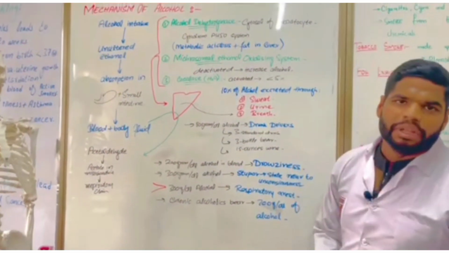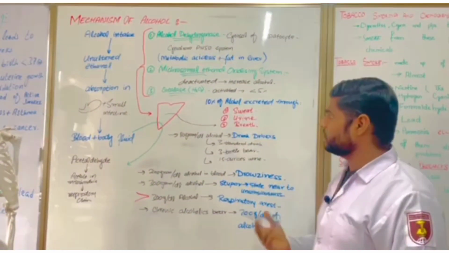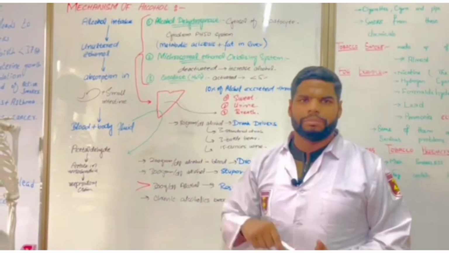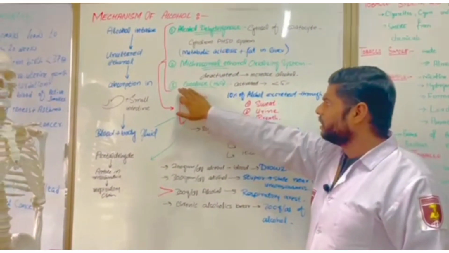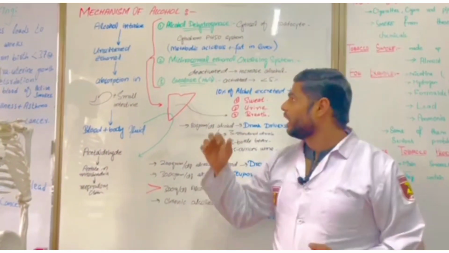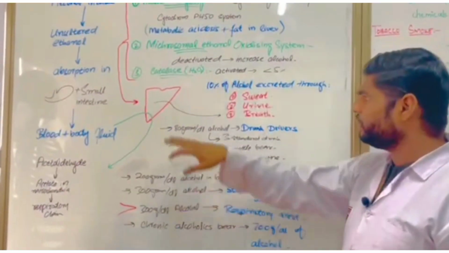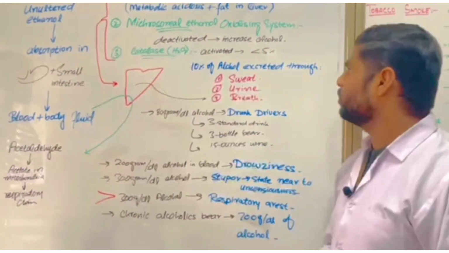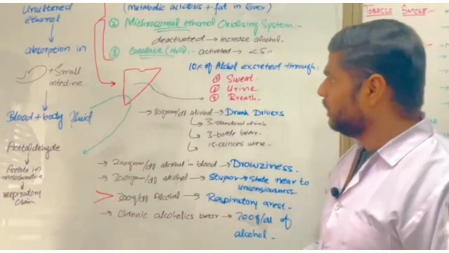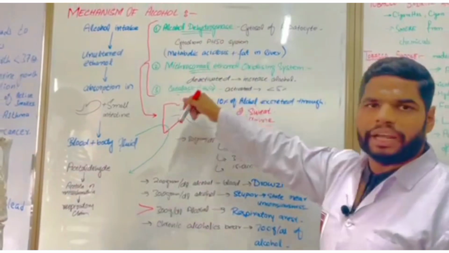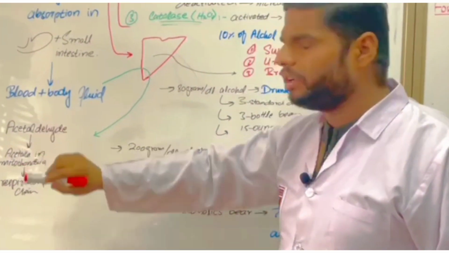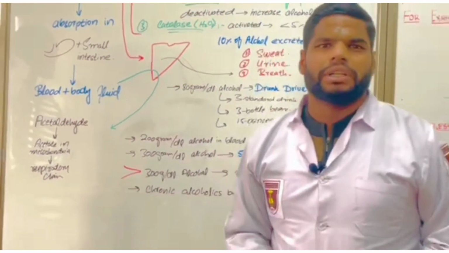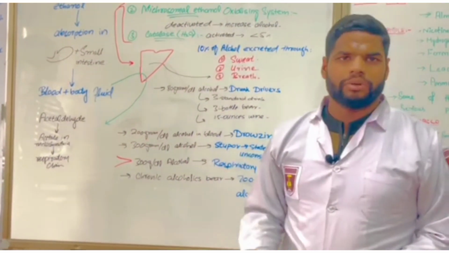the microsomal ethanol oxidizing system. Basically it is deactivated when there is an increased amount of alcohol present in our blood. And the third one is catalase, which works with the help of hydrogen peroxide. It is activated when there is 5% or less of alcohol present in our body. When these 3 enzymes are activated, acetaldehyde will be converted into acetate, which is present in mitochondria. Acetate in mitochondria is utilized for the respiratory chain, which is also called the electron transport chain.